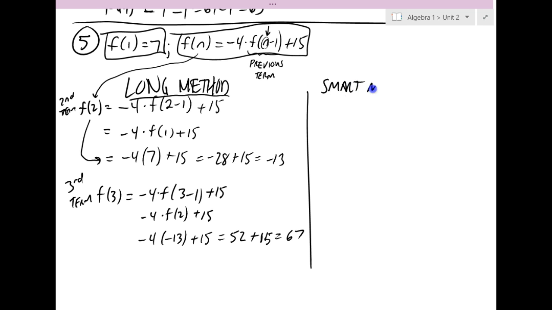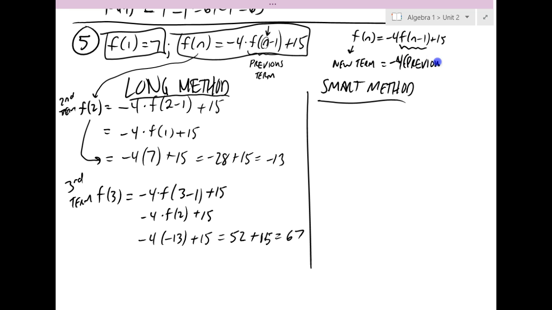Let's do the smart method, the efficient method. The smart method would be to take this and just write it in words. All this is saying is that to get my new term, I do negative 4 times, we said whenever we see f of n minus 1, that means previous term, plus 15. So every time I want a new term, all I have to do is take the previous answer I got, multiply by negative 4, and add 15. So watch how much easier this is.